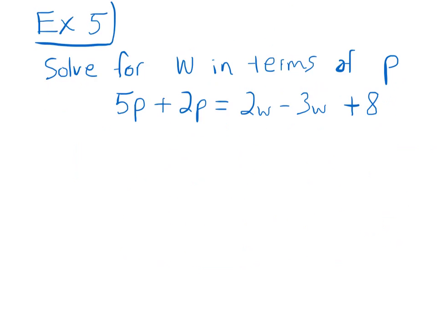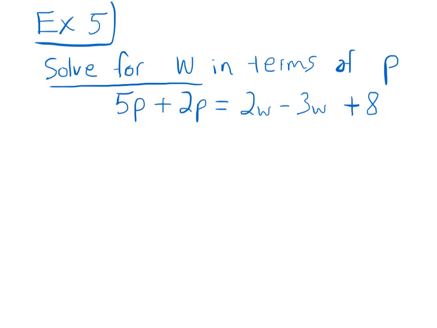Alright, last example. Let's go on to it. This is the final example, example number 5. It says solve for w in terms of p. When I read this, all this wording can kind of be tricky, but just read and think about what you know. It says solve for w. How do I solve for w? I need to get w all by itself.